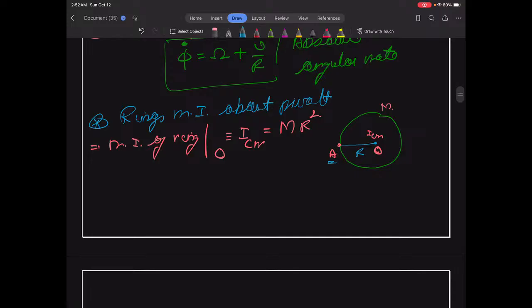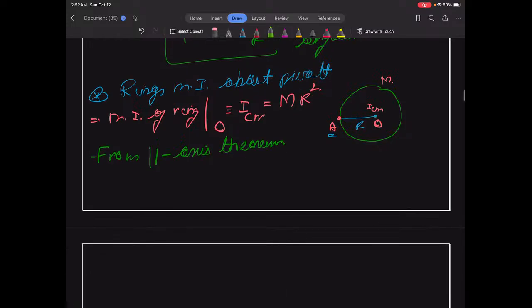And we are interested in finding it about the pivot point A, so for that we are going to use the parallel axis theorem. From the parallel axis theorem, we can write that the moment of inertia of the ring about the pivot point A will be equal to the moment of inertia about the center ICM plus m d square. D here is R, so this comes as R square.